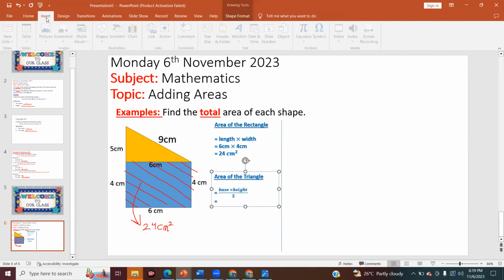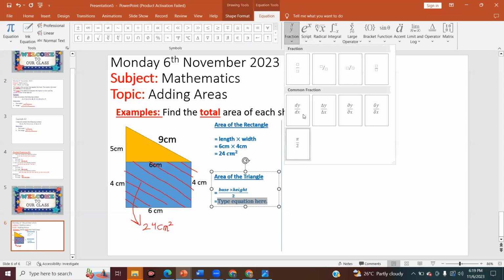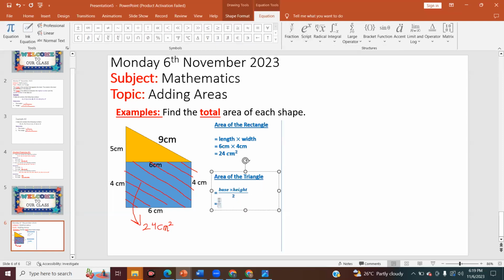Tell me, what is the base of this triangle here? The base, which is the bottom, is 6 centimeters. Very good. We have to multiply that by what? The height. What is the height? 5 centimeters. Very good. And we have to divide it by 2.